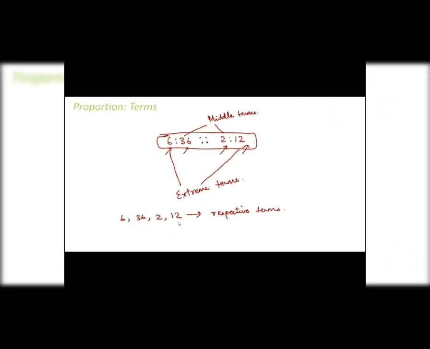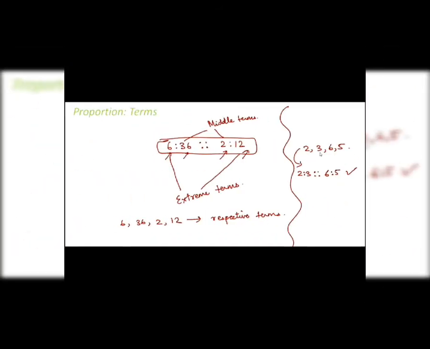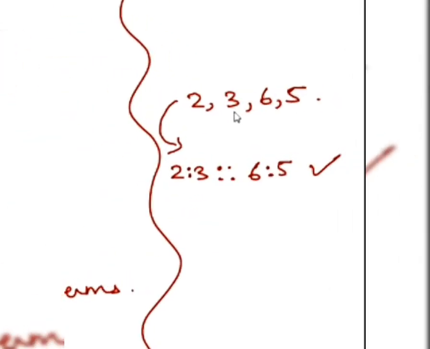Now let me give you another example. Let us say we have the terms 2, 3, 6 and 5, and I am saying these are respective terms in a proportion. So that means 2 is to 3 is proportional to 6 is to 5. This is the correct interpretation of this, okay?